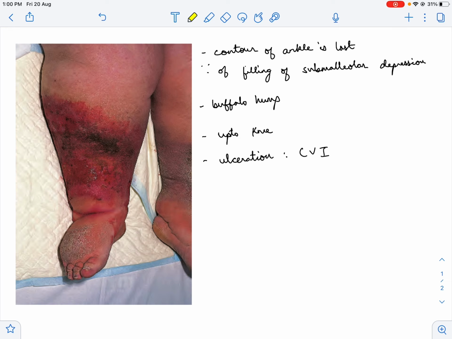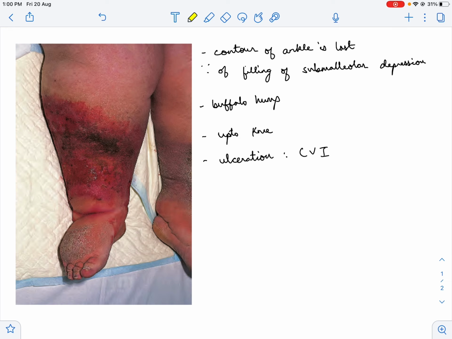Another main difference between lymphedema and other types of edema is that lymphedema is confined to the epifascial plane. This means it is superior to the fascia. Whereas other types of edema can involve even the muscles and other structures. But in lymphedema, it is always superficial to the epifascial plane.